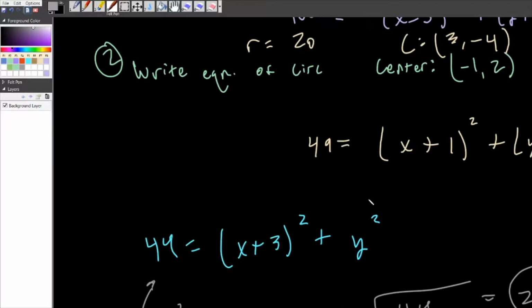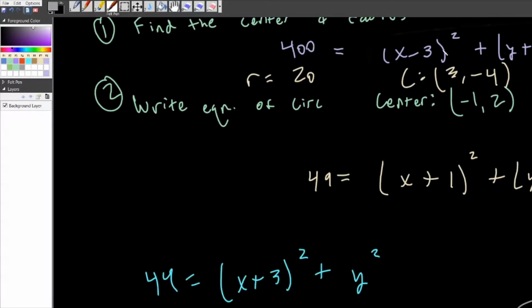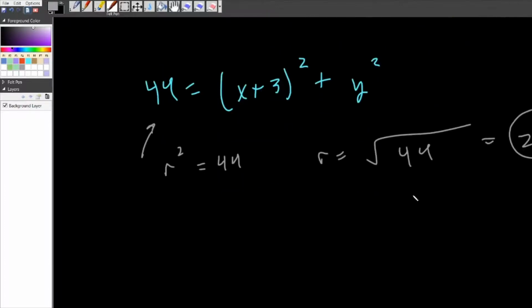Why is it not negative 3 up here? You switch the sign. So negative 3 means positive 3, and positive 4 means negative 4. Just always switch that sign. Does that make sense? Yep. Cool. Alright, I have a question. Go ahead.